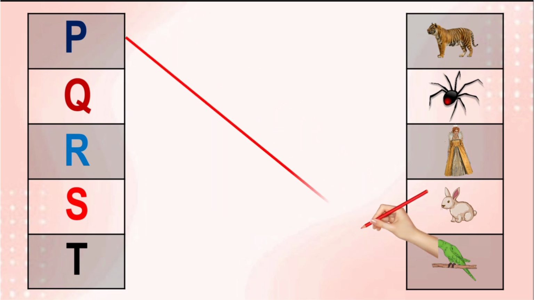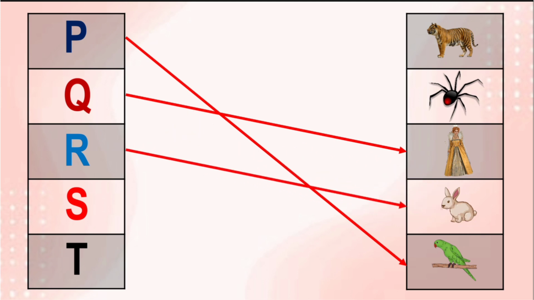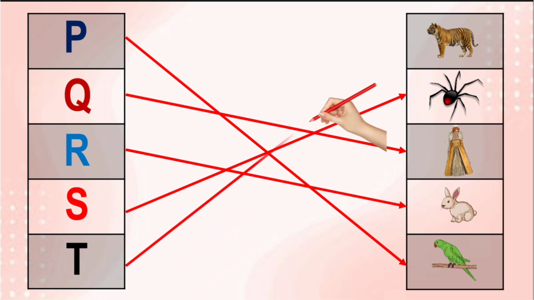P for parrot. Q for queen. R for rabbit. S for spider. T for tiger.